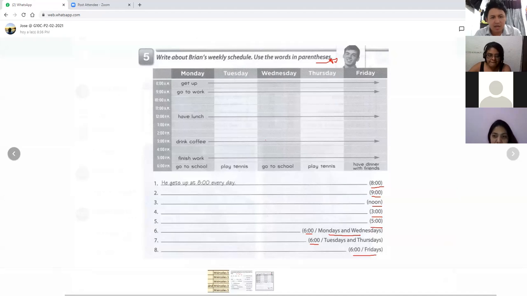Goes, gets, has, drinks, finishes, goes, plays, etc. Third person. He gets. Okay. Just that. Está bien. Goes. Ya lo anoté. He gets. And he goes. En esa sería goes. He goes. He goes to work.